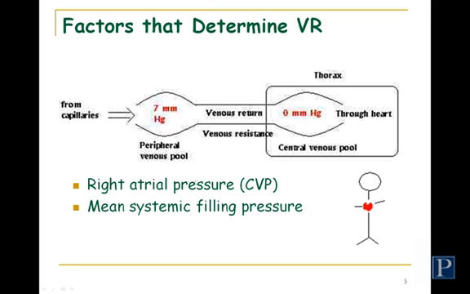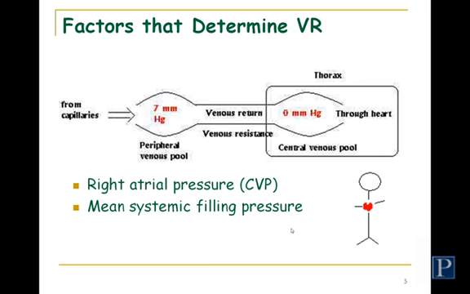So I've got to talk to you about the history behind what the mean systemic filling pressure is. Well, we have to start talking about something called the mean circulatory filling pressure. Mean systemic filling pressure is part of the mean circulatory filling pressure. The mean circulatory filling pressure includes the systemic circulation and the pulmonary circulation. So if I say mean systemic filling pressure, I'm talking about the systemic circulation, and I've taken away the pulmonary circulation.